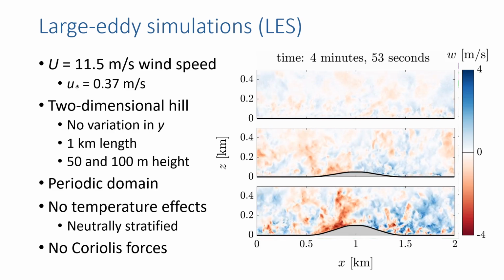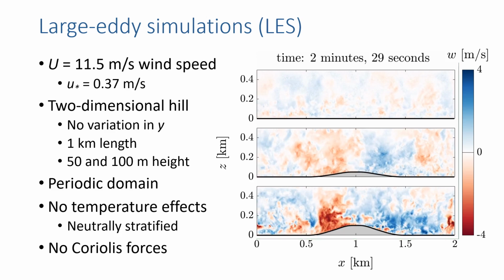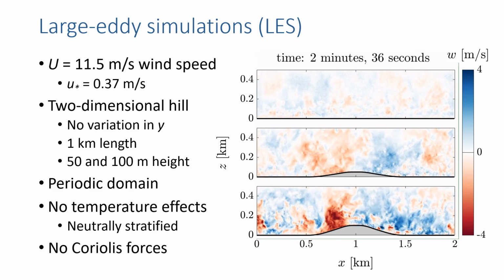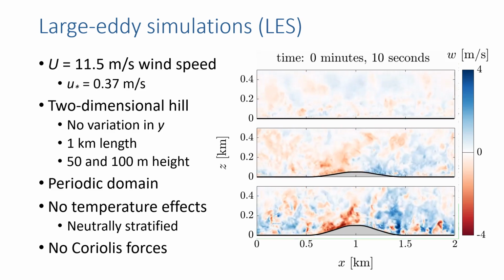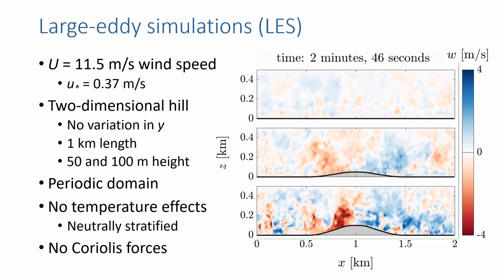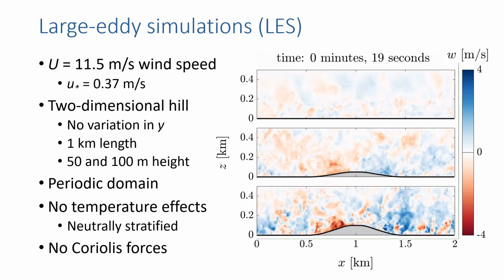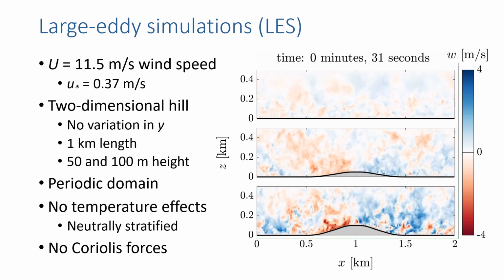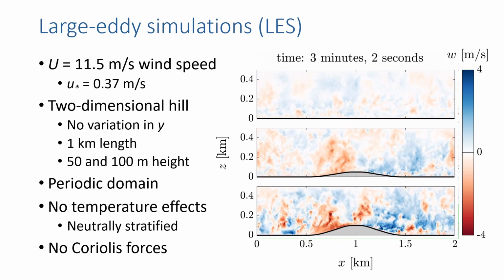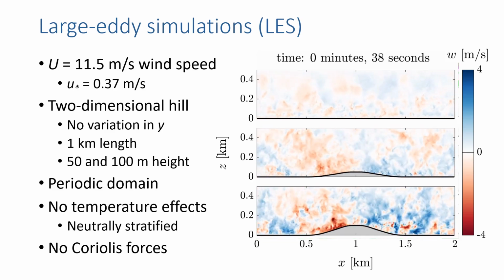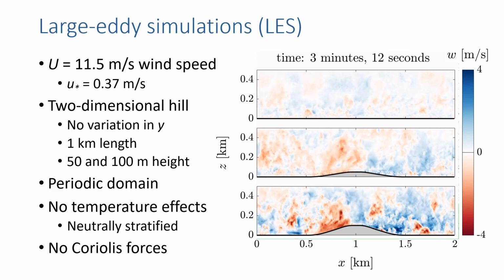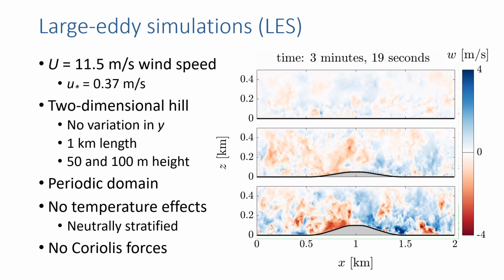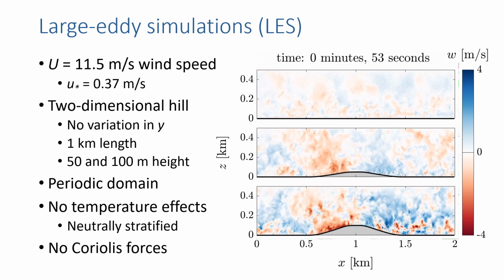The three topography cases are shown here in the animation, with a flat terrain on the top, a smaller hill with 1 kilometer length and 50-meter height in the middle, and a larger hill with the same length and 100-meter height at the bottom. The bottom hill is just large enough for the onset of flow separation, where the mean flow separates from the leeward side of the hill. The domain in this case is periodic, where flow exiting at 2 kilometers enters back at 0 kilometers in x. This effectively simulates a series of hills that the wind encounters.